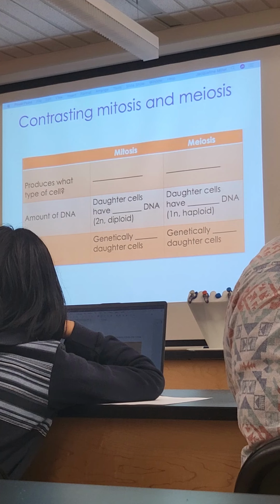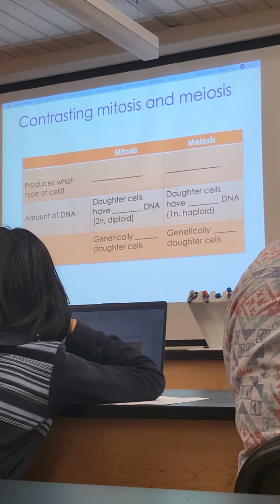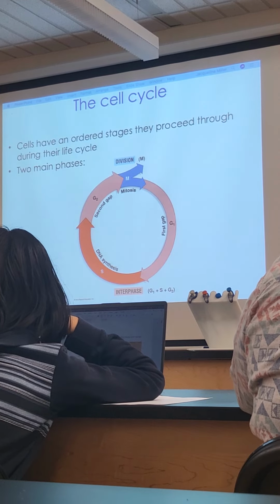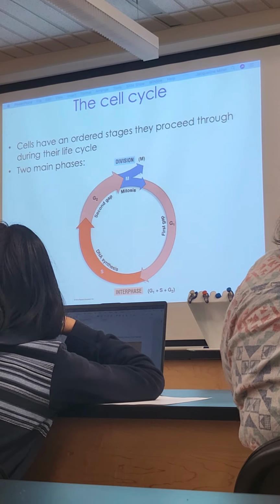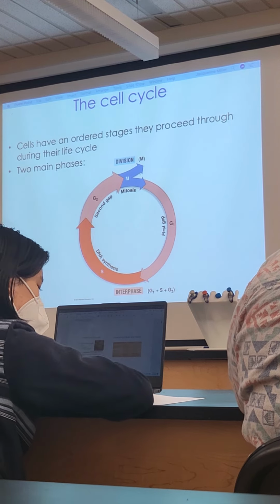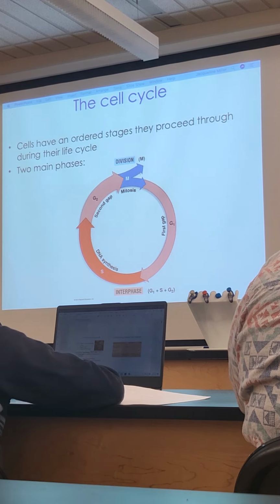Okay, so now we're going to go through and review the cell cycle. We'll talk about these two slides and then we'll work on number 1 on the ICA. So cells have these stages that they go through.